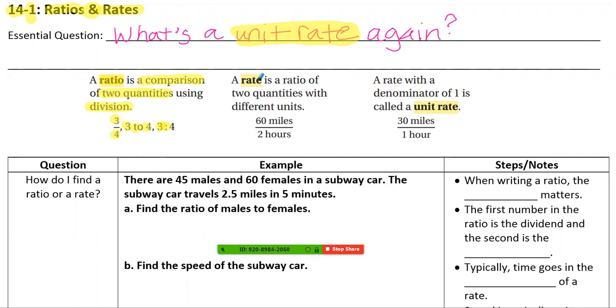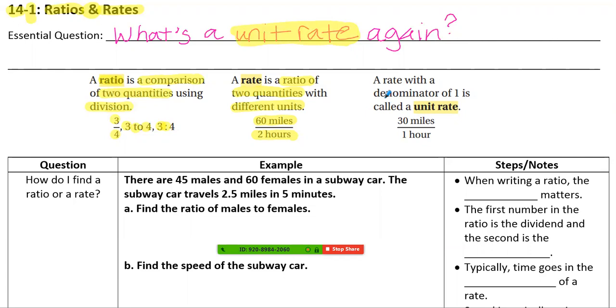A rate is a ratio of two quantities with different units. And that might have been confusing because it's like, well, if this is SpongeBob's 3 and Patrick's 4, aren't those different units? What they really mean is different unit domains. So 60 miles is a distance domain. 2 hours is a time domain. So they're in two different domains: miles, distance, and hours, time. So this is a rate. So rate is a ratio. It just has those different domains.